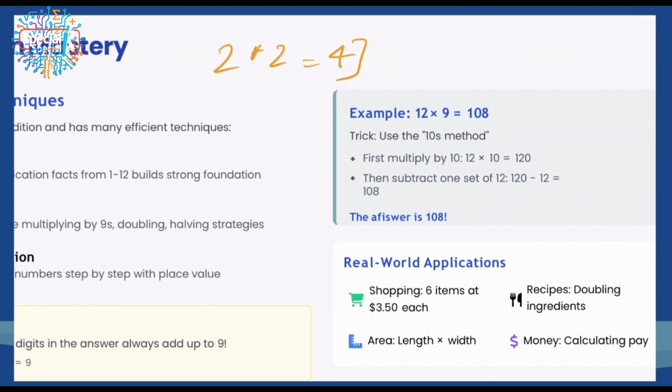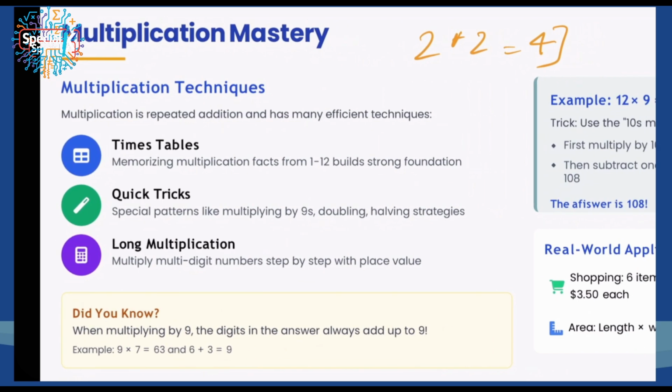So when we have 2 times 2 is equal to 4, it means that I'm going to add 2 by itself 2 times. If I have 3 times 4, actually I'm going to add 3 4 times. So multiplication is another way of addition. But we have different ways for the multiplication itself.